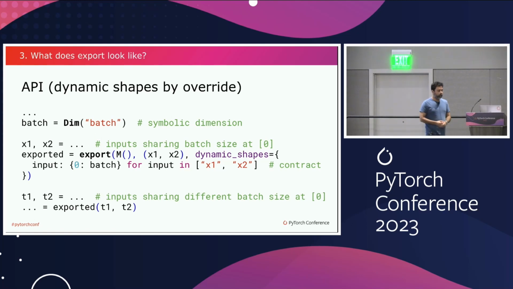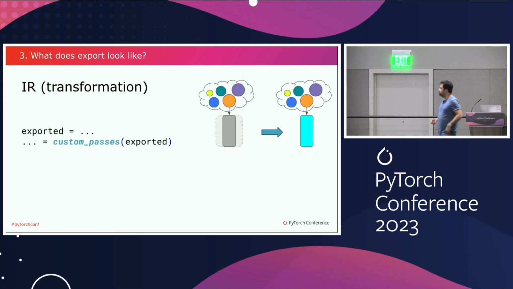All right? So this is the API for using dynamic shapes when exporting. All right, so finally, let's say that you get an exported program. Well, the whole point of this exercise was to do something with it. And often you would want to write your own custom passes on this exported program.